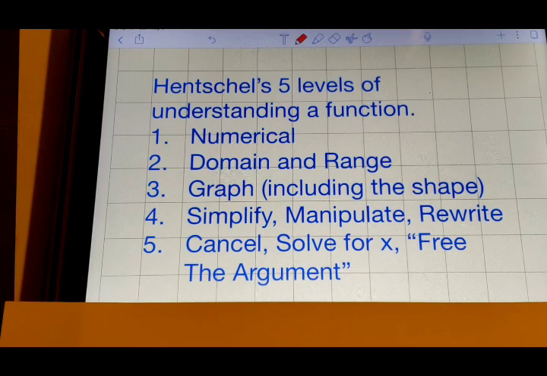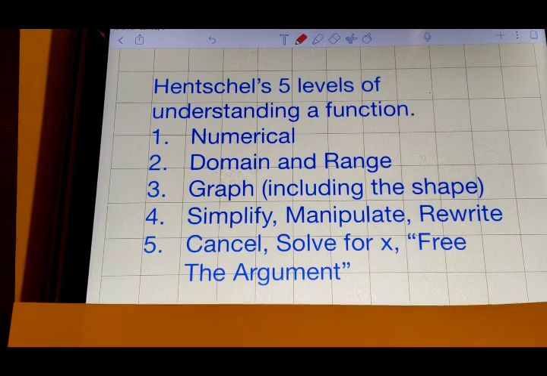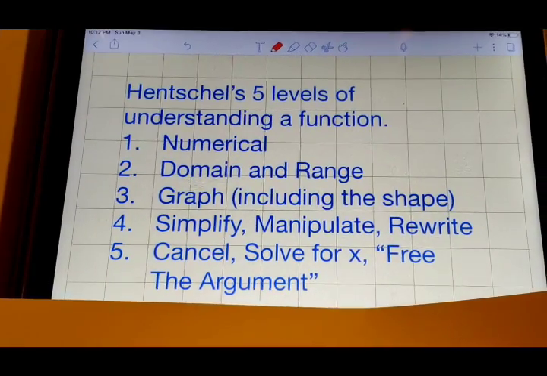All right, we have another function to talk about. And this time we're talking about the logarithm function. But I'm still going to use the same outline. Well, we could learn 100 functions and I would talk about every function the same way.